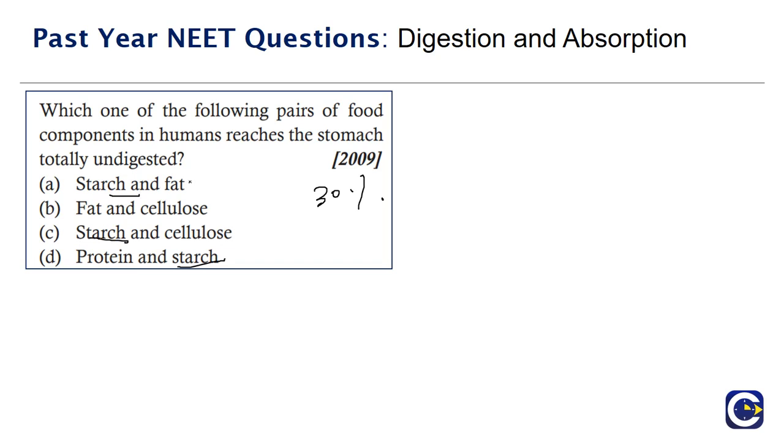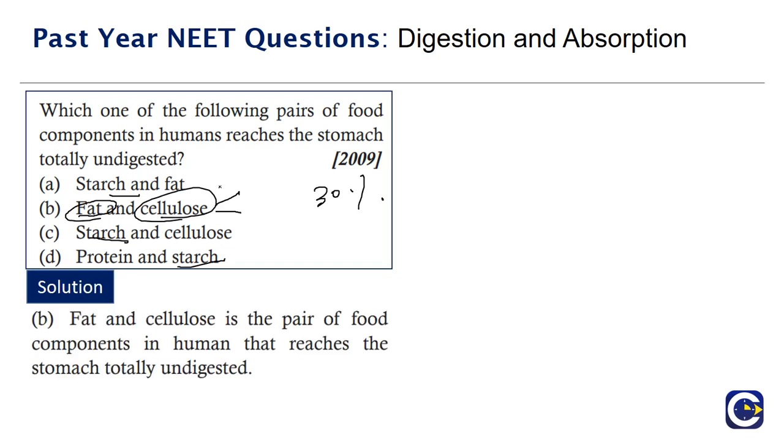And fat, we don't have any lipases in the saliva, so fat reaches the stomach as such. Starch is delivered to the stomach in a modified form, but fat reaches the same. But we know three options have starch, so we can't select any of them. Cellulose is present in plant substance, and cellulase is not present in our saliva. Fat, we don't have lipases either, so the option is fat and cellulose. Fat and cellulose is the pair of food components in human that reaches the stomach totally undigested.